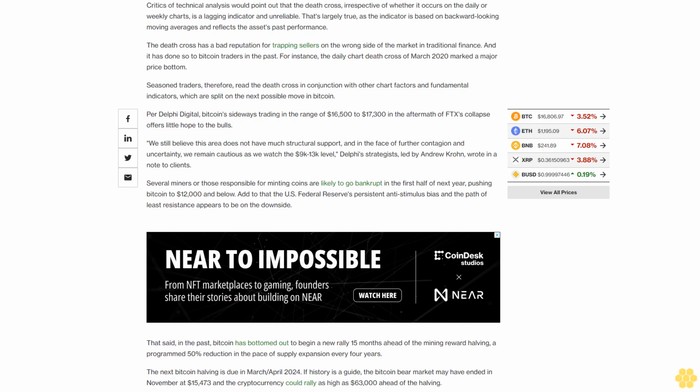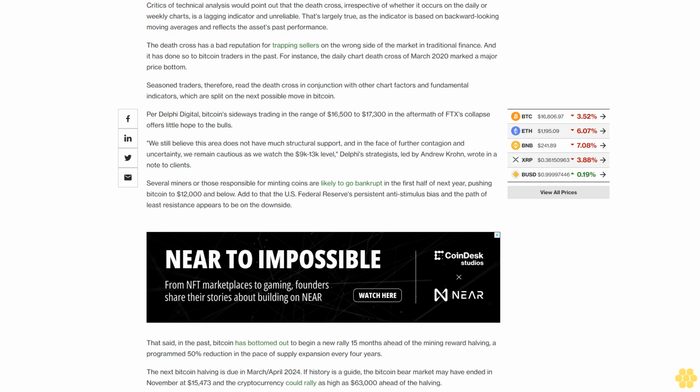Several miners, or those responsible for minting coins, are likely to go bankrupt in the first half of next year, pushing Bitcoin to $12,000 and below. Add to that the U.S. Federal Reserve's persistent anti-stimulus bias, and the path of least resistance appears to be on the downside.